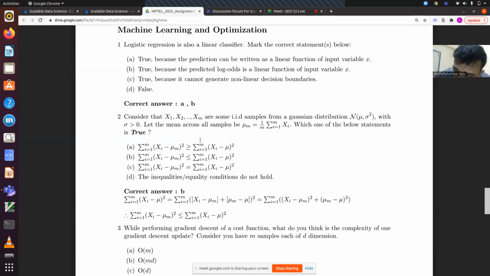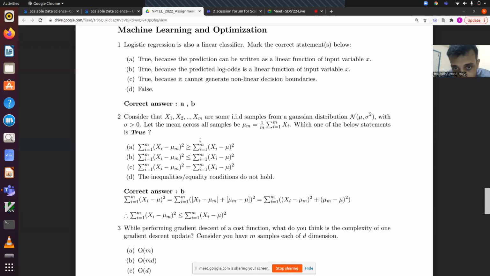Yeah, so let's see what the 2 times thing is. This is non-trivial, but let's do this. So what's happening here? A plus b whole square is a square plus b square plus what is the 2ab term? The 2ab term will be 2 times summation of i equals 1 to m, xi minus mu m, and mu m minus mu.